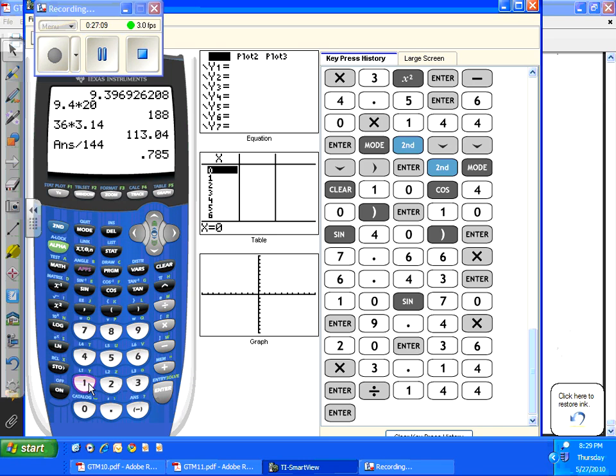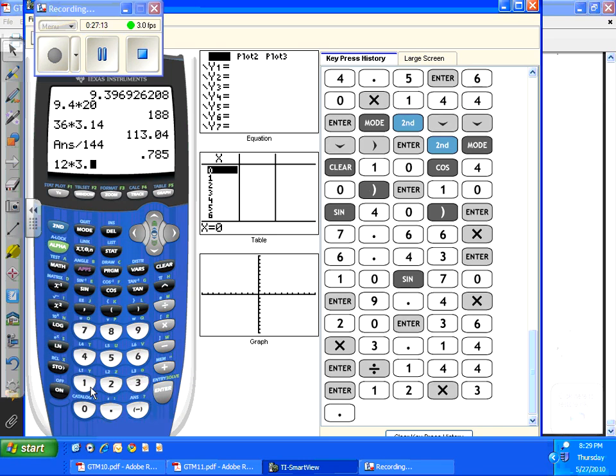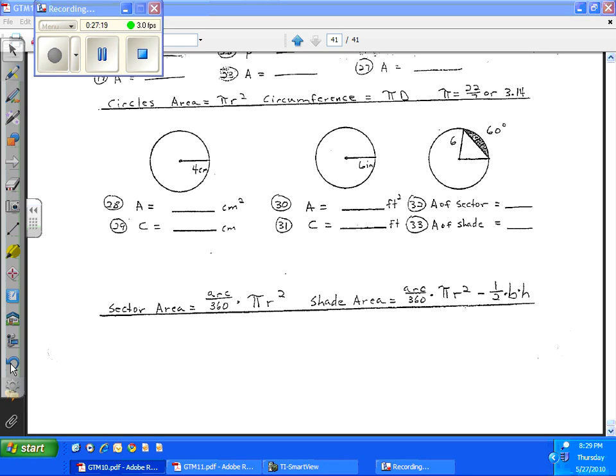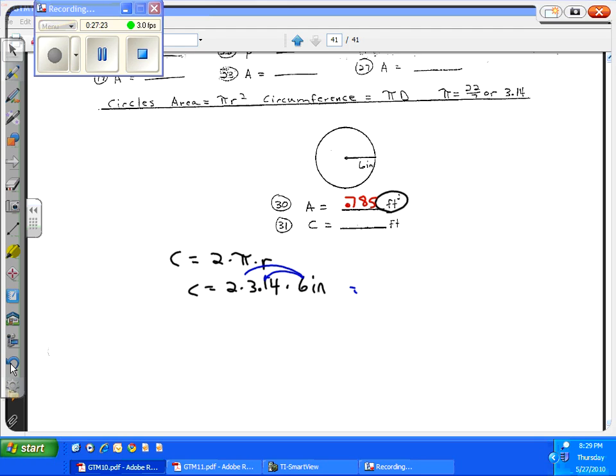That's what hit me. 37.68, a better check. 12 times pi. There we go. It's coming back. 37.68. So we have 37.68 inches.